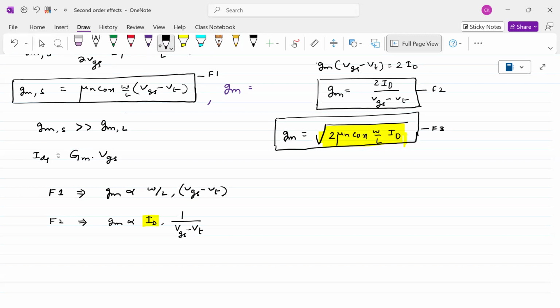What is the third form? Form number 3: GM is proportional to the square root of W by L, or the square root of ID, because mu and Cox I want to keep as constants. So this is what we can say. Choose properly which value you want to change so that the GM will increase.